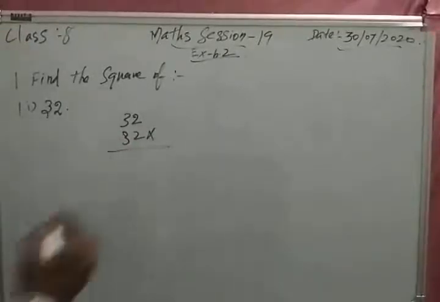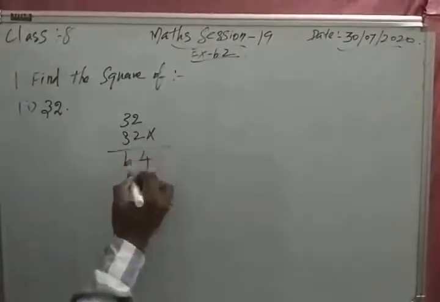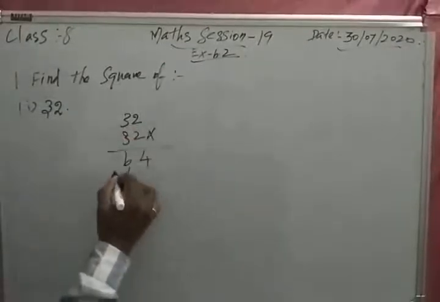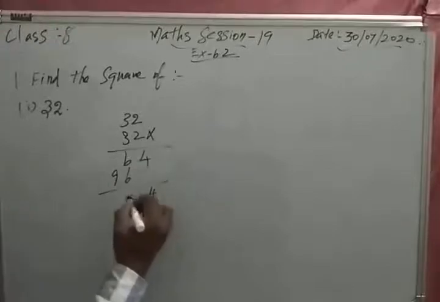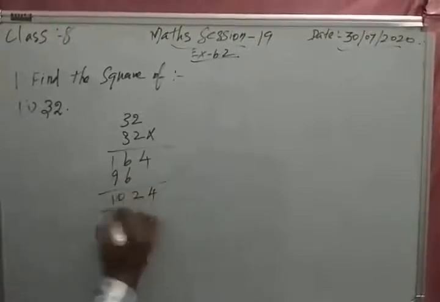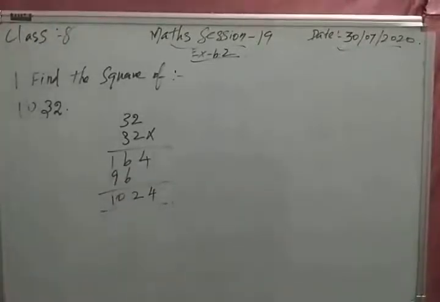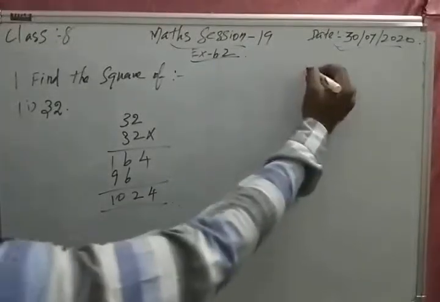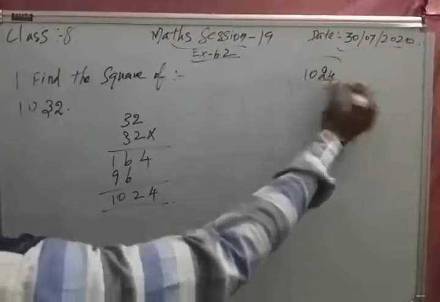What will we get? 2 2s are 4. 3 2s are 6. 3 3s are 9. 4, 6, 12. 1024. We got it very easily. This is the square value we had to find out. Until now we have learned like this: when anybody asks to find the square value of a number, we can easily multiply two times and give the value. Keep 1024 in your mind, okay?